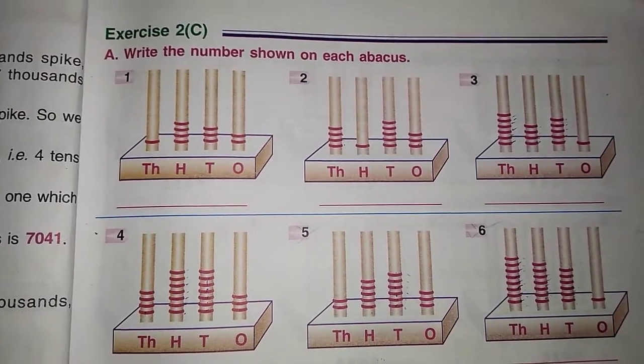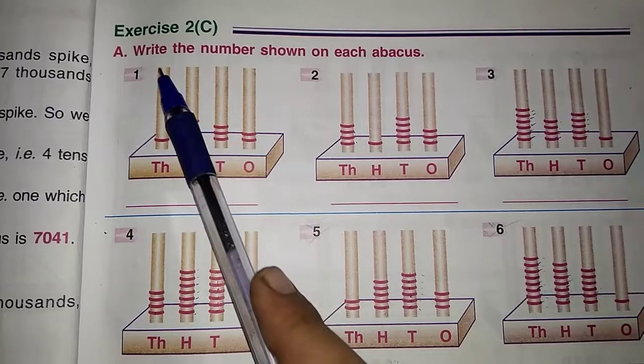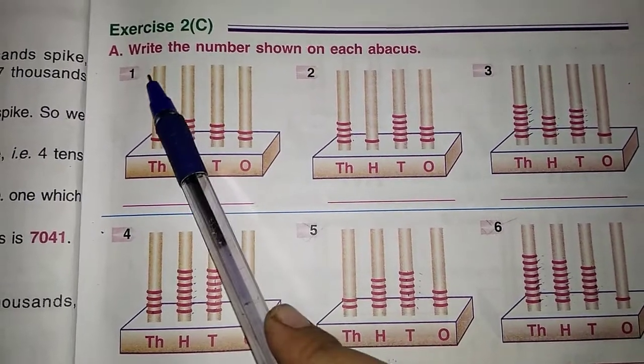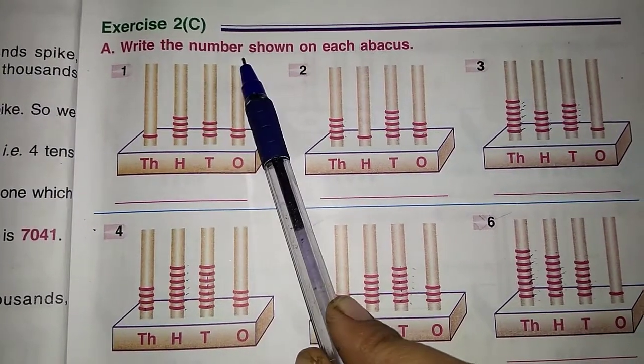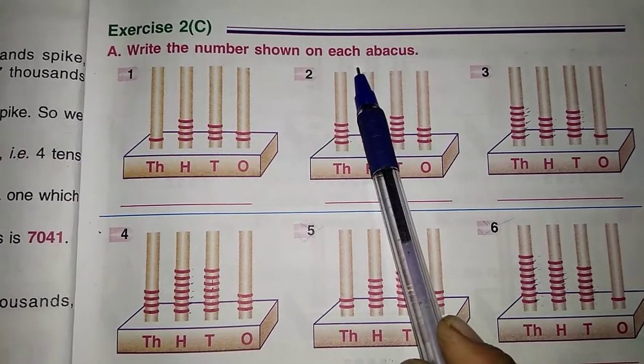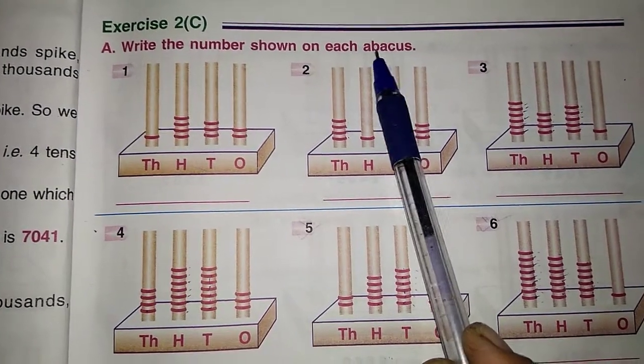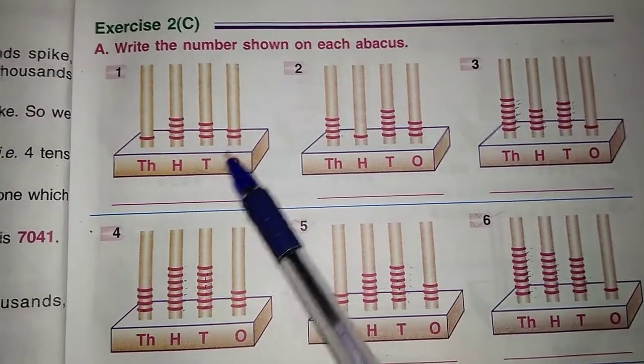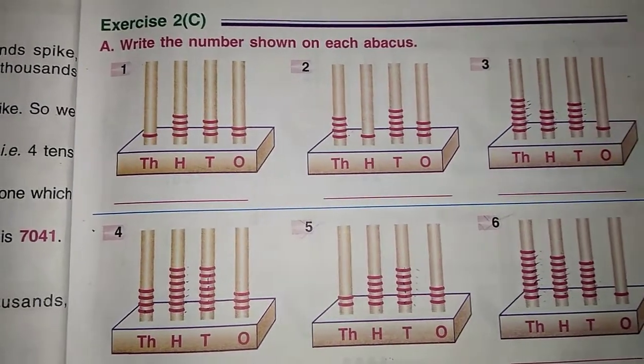Hello children, today we are going to learn exercise number 2C. Write the number shown on each abacus. Now you have to write the number shown on each abacus.